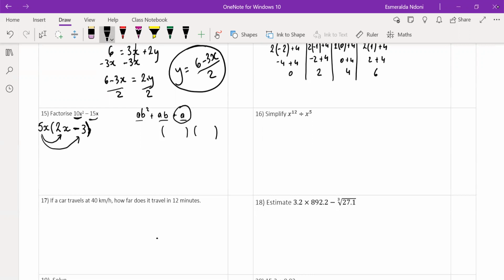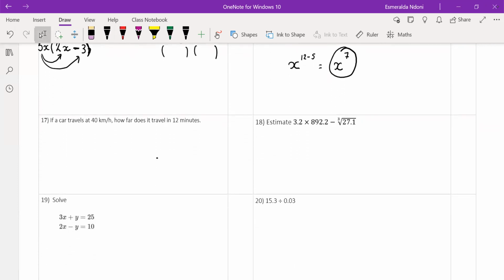Simplify. Question 16, simplify. I have x to the power of 12 divided by x to the power of 5. I check that the bases are the same. They are. So I know that I have to put the base down. I know that when I'm dividing powers with the same base, I just subtract the powers. So the answer here is 12, take away 5, and that worked out is just x to the power of 7. As simple as that for that question.